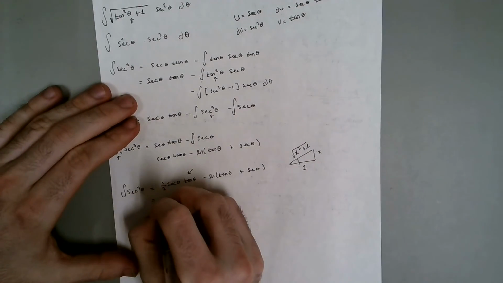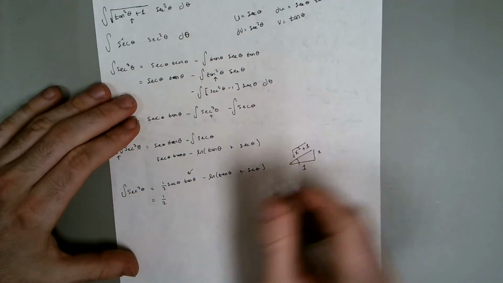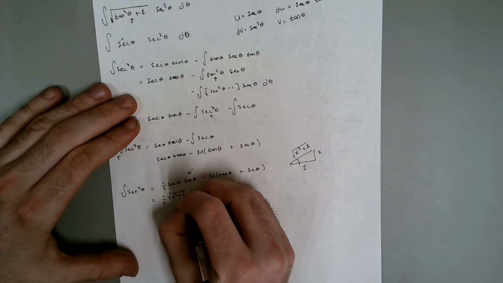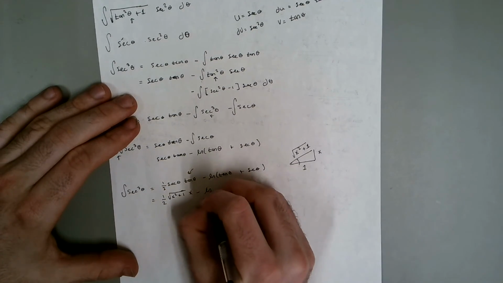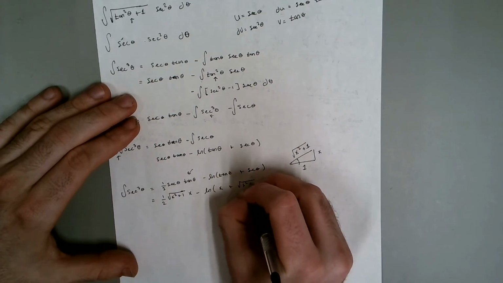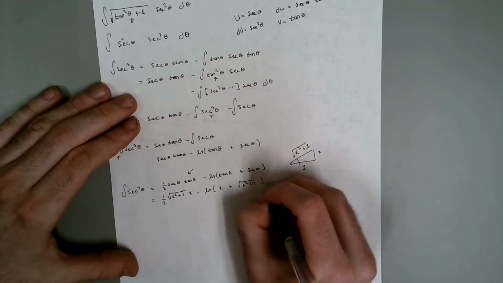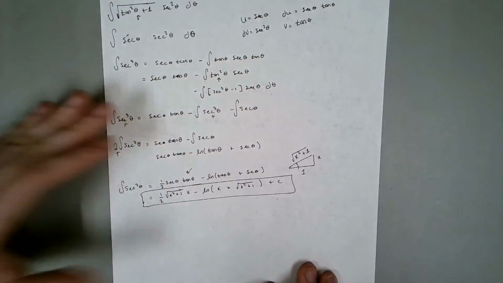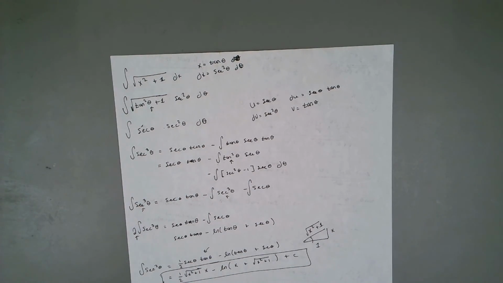So we're going to get equal to 1/2, right? Our hypotenuse is the square root of x squared plus 1, our tangent theta is equal to x, minus ln, right, of x plus square root of x squared plus 1, plus our constant. And that's the final answer for the integral of the square root of x squared plus 1.